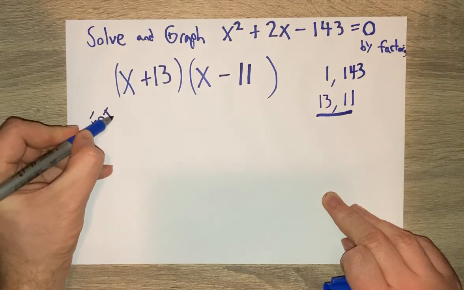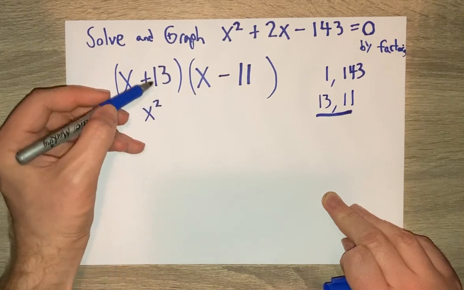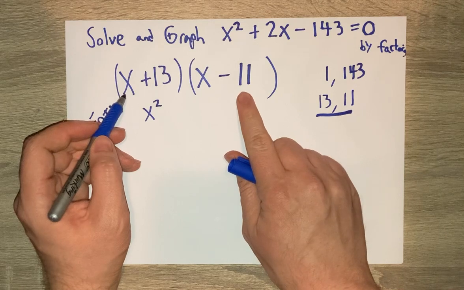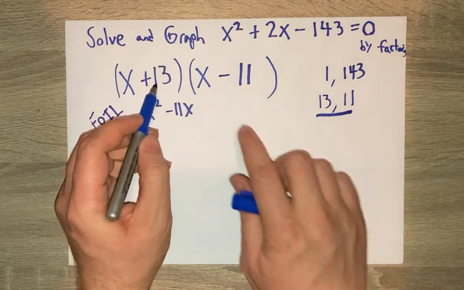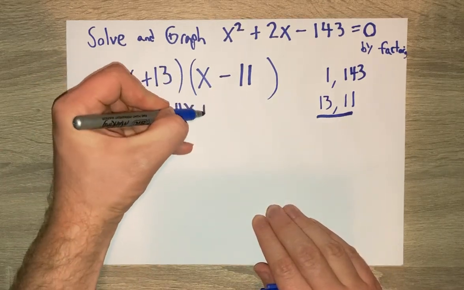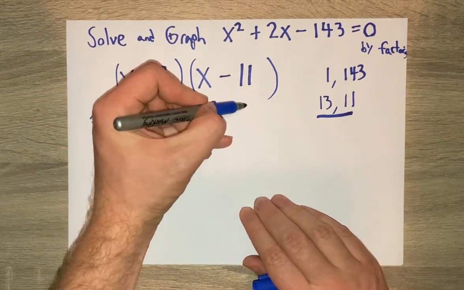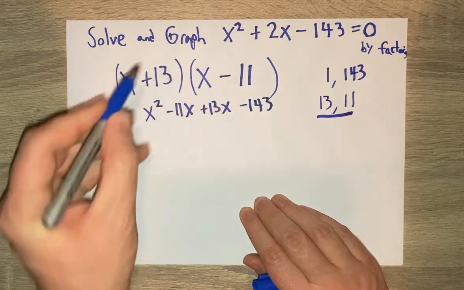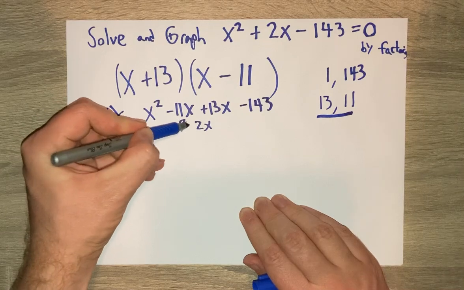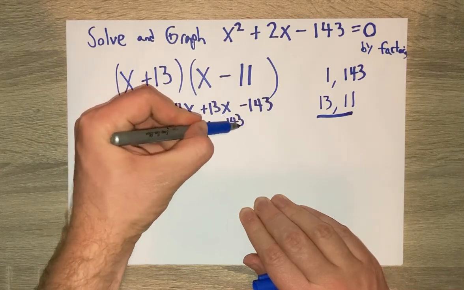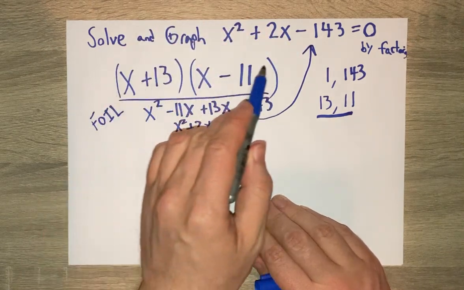First, outer, inner, last. First, x times x equals x squared. Outer, x times negative 11 equals negative 11x. Inner, 13 times x equals 13x. And last, 13 times negative 11, as we just determined, equals negative 143. All right, combine like terms, you get 2x, x squared plus 2x minus 143. Checks out.